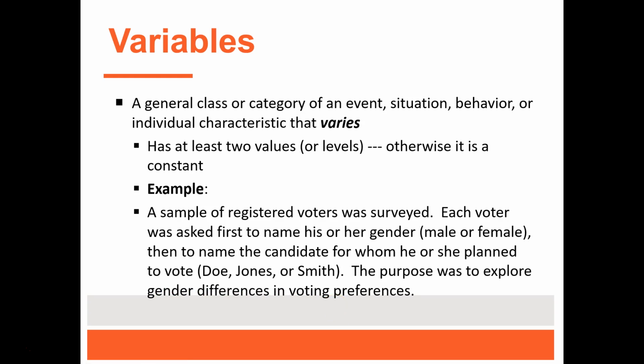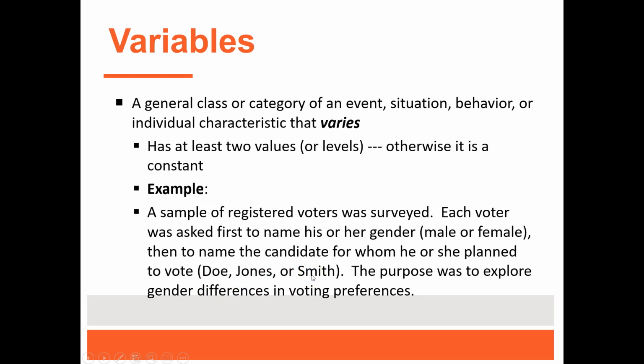So if I were to ask you what is one variable in this study, you would hopefully say gender. And what were the levels, male or female? And another variable in this study would be candidate for whom he or she planned to vote. And the levels are Doe, Jones, or Smith.